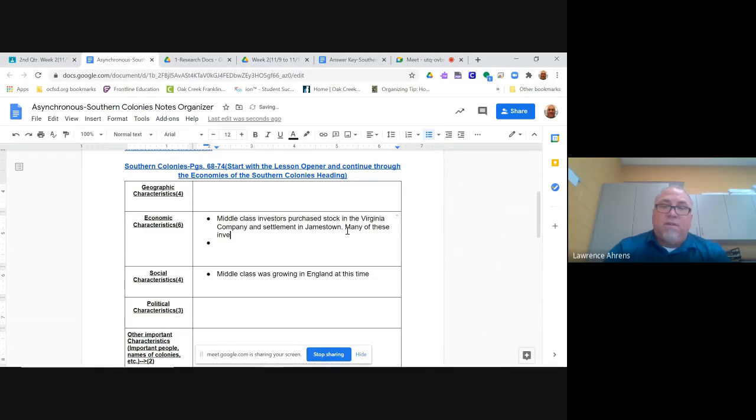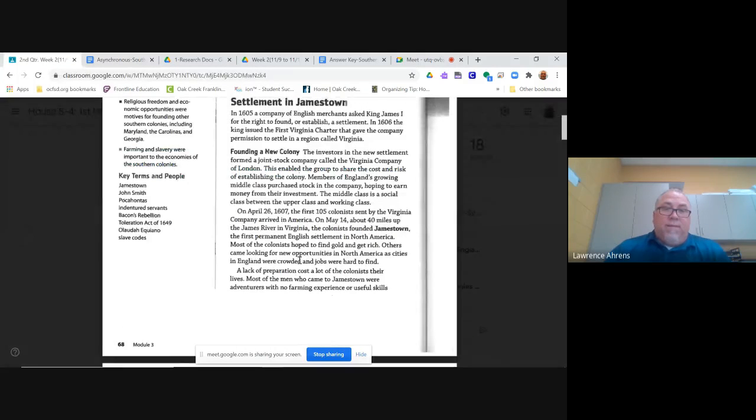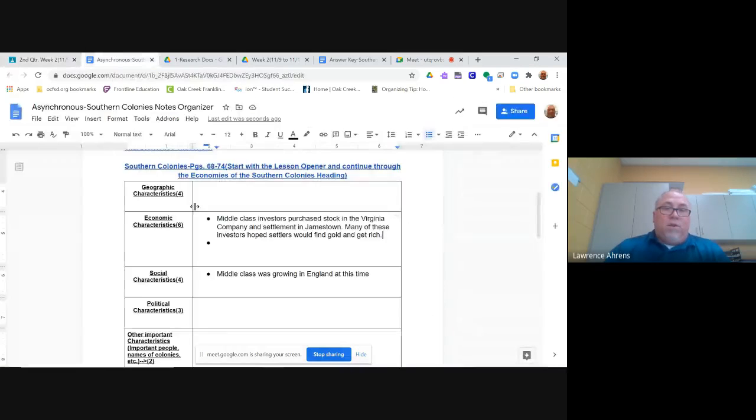Many of these investors hoped settlers would find gold and get rich. Basically, their attempt was to go there and find gold, and that's, I guess I'd call it, a get rich quick kind of scheme. Others came looking for new opportunities in North America as cities in England were crowded and jobs were hard to find. So I'm going to make it a second bullet point.